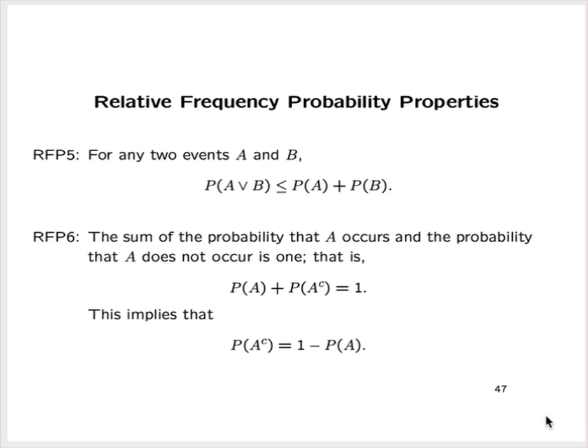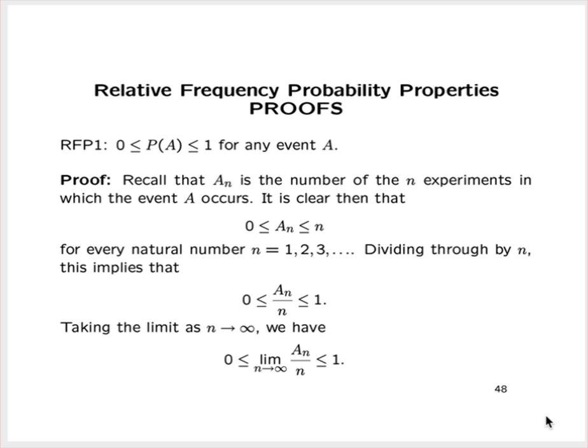Okay, now I want to go through the proofs of at least one or two of these RFPs. Let's look at the proof of RFP1, which says that for any event A, the relative frequency probability of A is always going to be between 0 and 1. Now the proof goes like this.